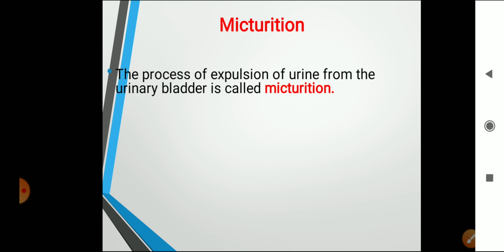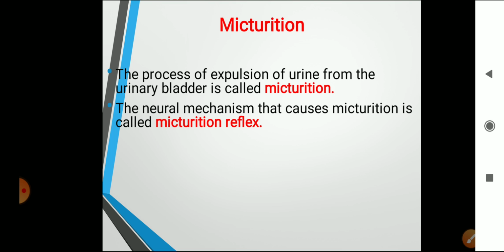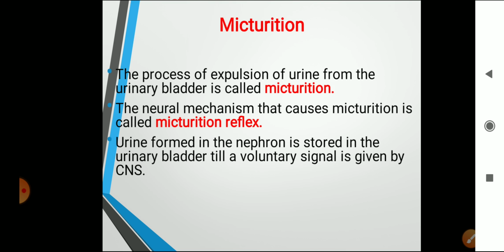Now the next topic is micturition. Micturition is nothing but the process of expulsion of urine from the urinary bladder through the urethra. That is called micturition. And the neural mechanism that causes micturition is called the micturition reflex. So the central nervous system sends a signal when the bladder is full. This mechanism, that reflex, is called the micturition reflex.